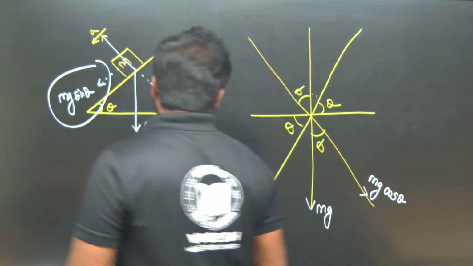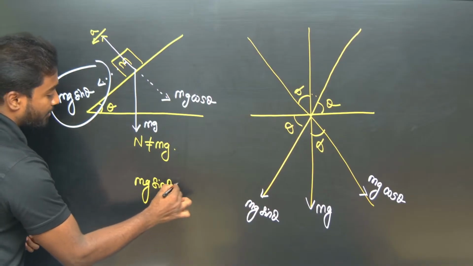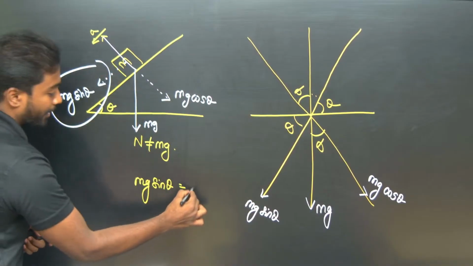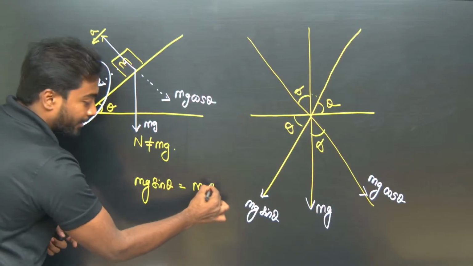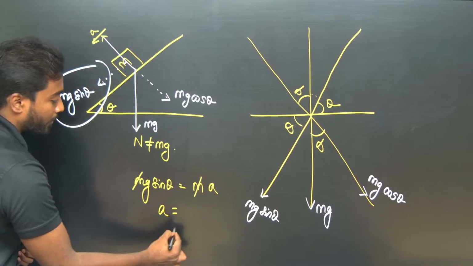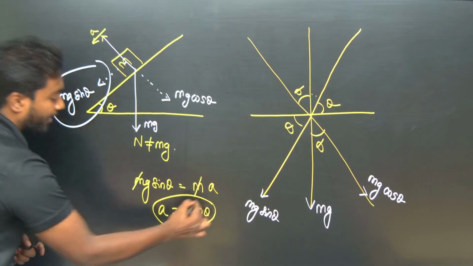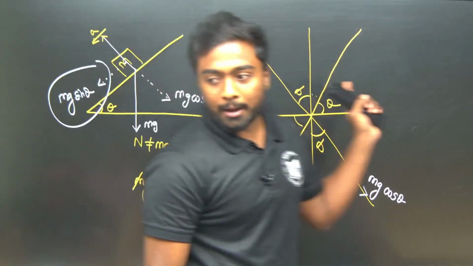Can I write like this? mg sin theta equals whatever the mass is, I'll write that mass, times acceleration. So m and m will get cancelled, so the acceleration will be g sin theta. So the acceleration of this block will be g sin theta.